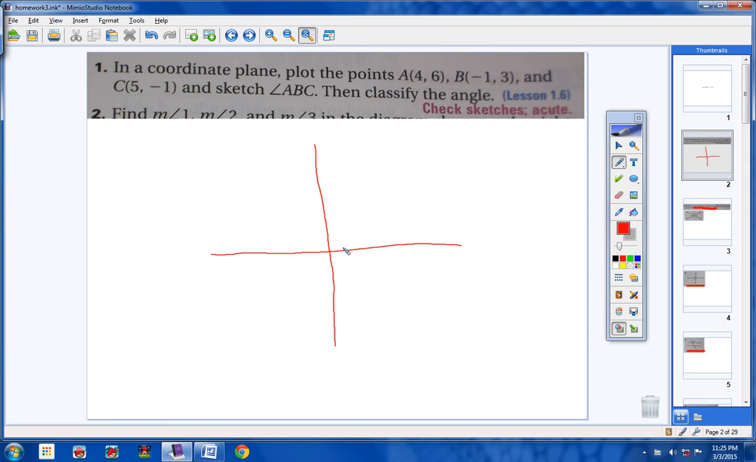Our first point is 4, 6. So for point A, I went over 4, up 6. We're going to call that point A, okay? Point B is negative 1, 3. So we go over 1 to the left and then up 3, okay? We'll call that point B. Got it? And then C. Positive 5, negative 1. Alright? Now there's my angle. Okay?